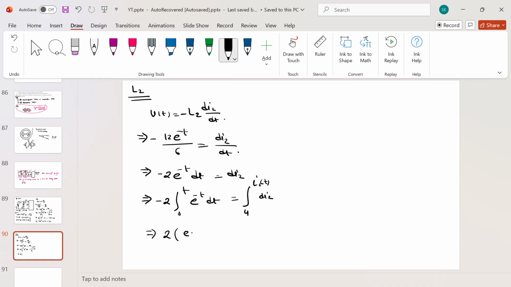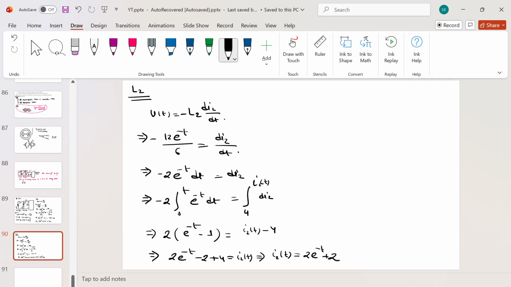So 2 e to the power minus t minus 1 is equal to I2 of t minus 4, which equals 2 e to the power minus t minus 2 plus 4, which is equal to I2 of t, that is 2 e to the power minus t plus 2. Okay.